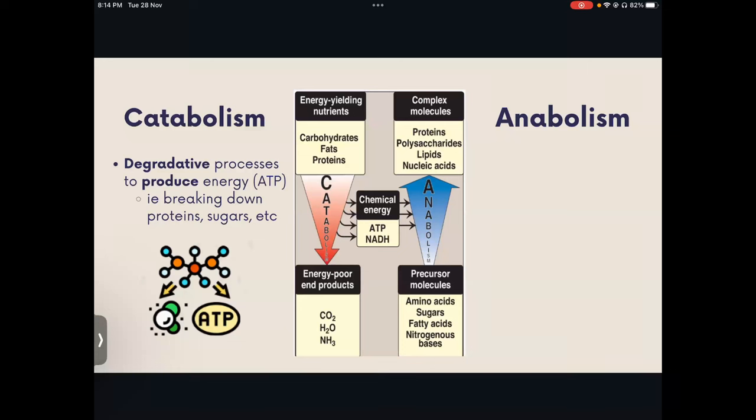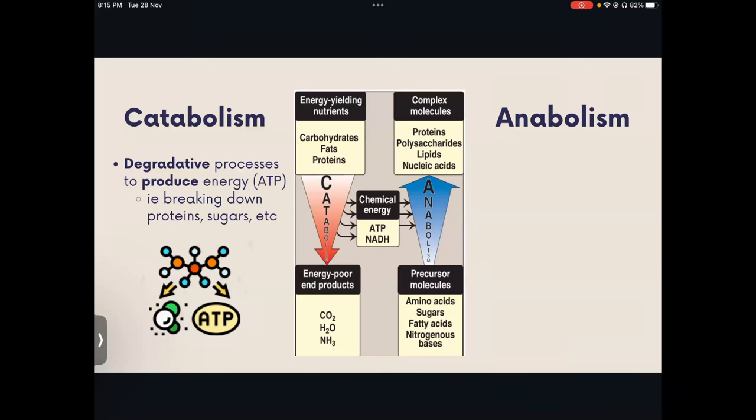And so this consists of breaking down carbohydrates to glucose, breaking down fats to fatty acids, breaking down proteins to amino acids, all of these things which yield ATP. These processes are called catabolic reactions or catabolism. Here you have another diagram showing a molecule being broken down to another molecule and ATP.